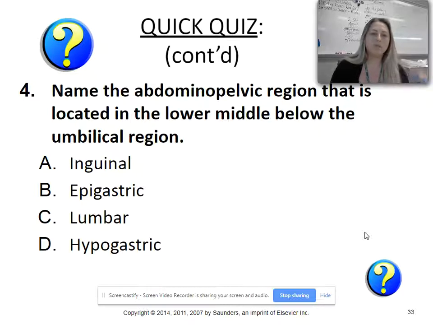Name the abdominal pelvic region that is located in the lower middle below the umbilical region. Okay, so that's in the center at the very bottom. Is it inguinal, epigastric, lumbar, or hypogastric? If you said hypogastric, that's correct, right? Because that means pertaining to below the stomach.